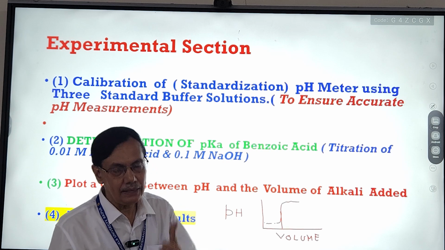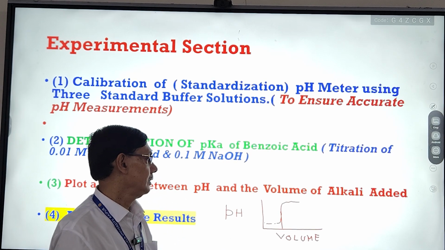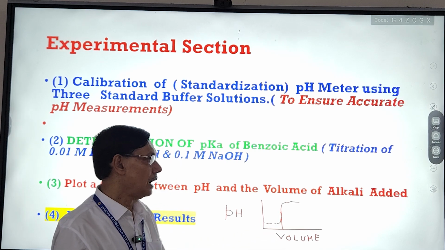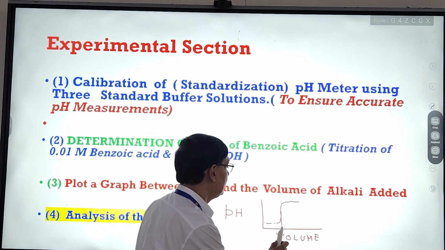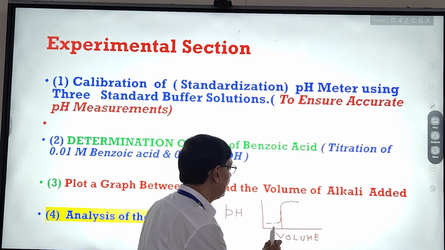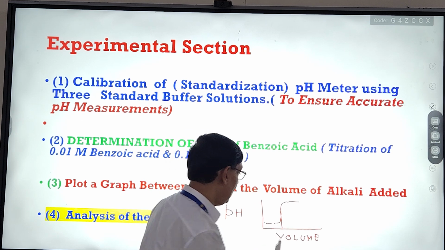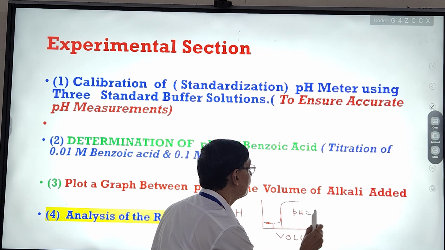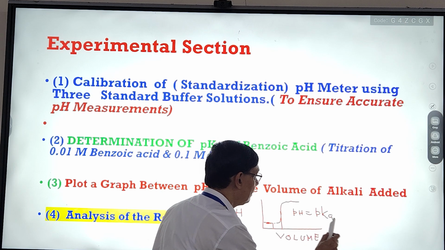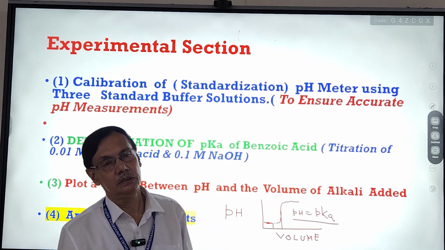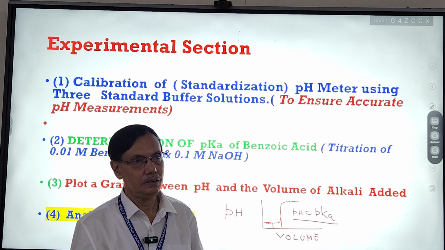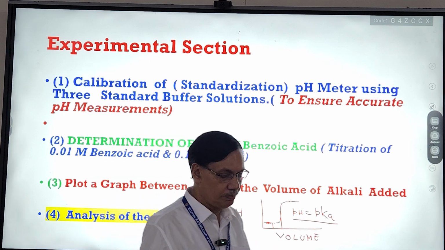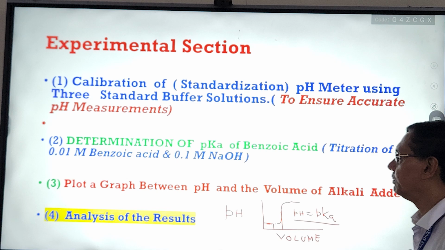The thumb rule is, and I will explain why such a thing happens, that at the neutralization point, suppose it is 5, then half neutralization is 2.5. So at the half neutralization point, the pH is equal to pK. So that is the graphical method. And by the calculation method, also using the very famous Henderson-Hasselbalch equation, you can determine the pK, and then you compare your pK with the literature value.